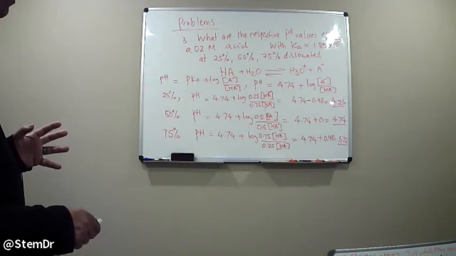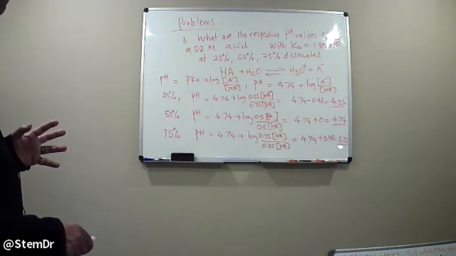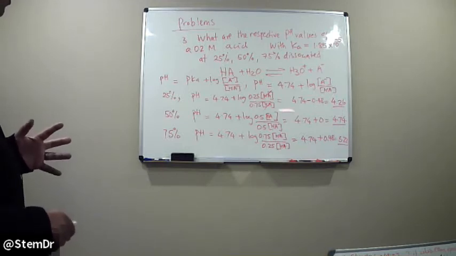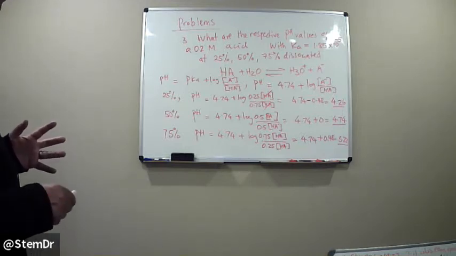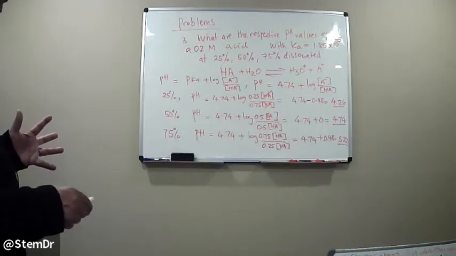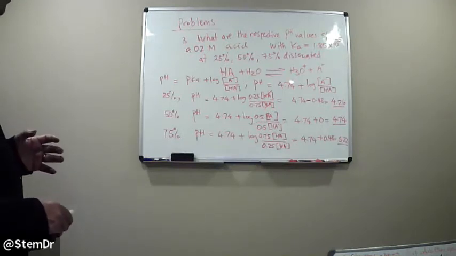So pH goes from 4.26 to 5.22. So this all shows you how pH depends on the degree of dissociation of your weak acid.